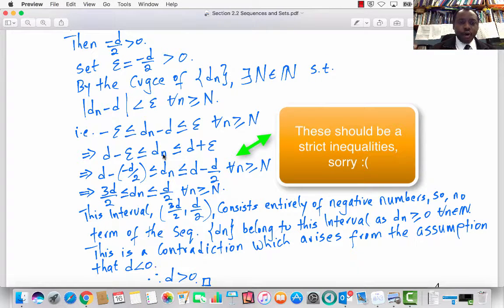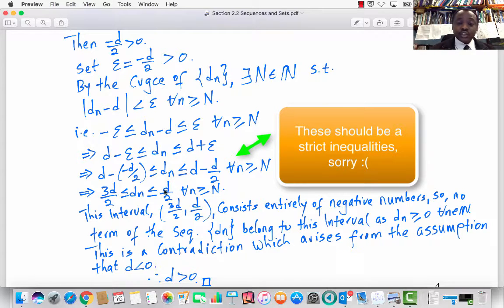But as we have done before, this simply means negative epsilon is less than or equal to Dn minus D less than or equal to epsilon. Add D on all sides, and we end up with D minus epsilon less than or equal to Dn less than or equal to D plus epsilon. But what is epsilon? Negative D over 2. So what will be D minus epsilon? It will be 3D divided by 2. What is D plus epsilon? It will be D divided by 2. So for every natural number n greater than or equal to uppercase N, all the terms of the sequence Dn would be between 3D over 2 and D over 2.